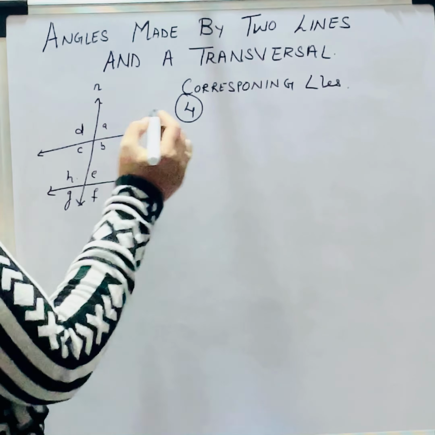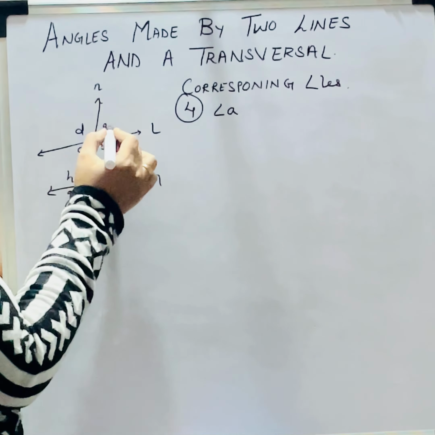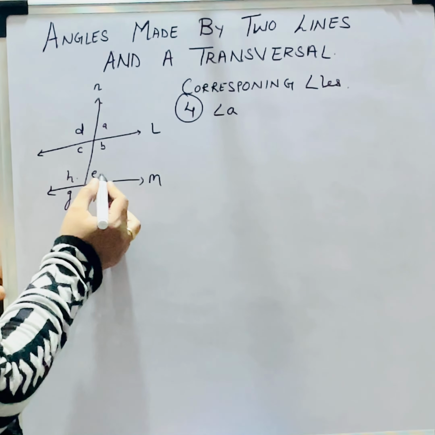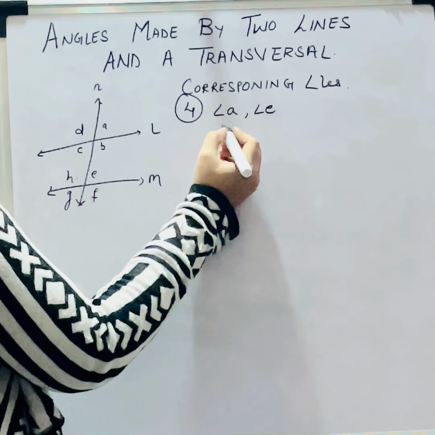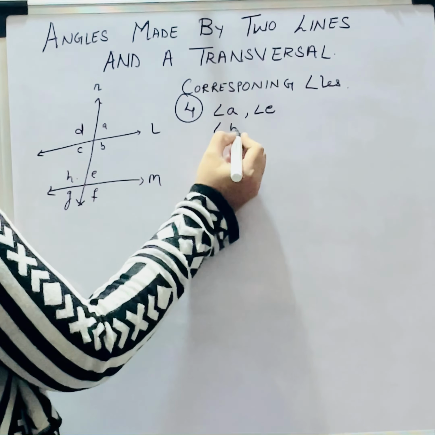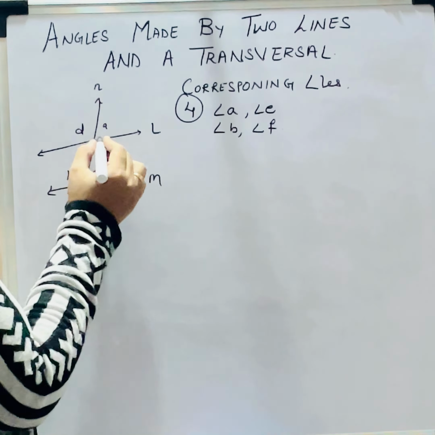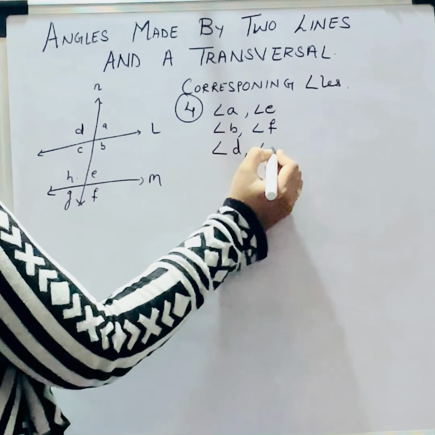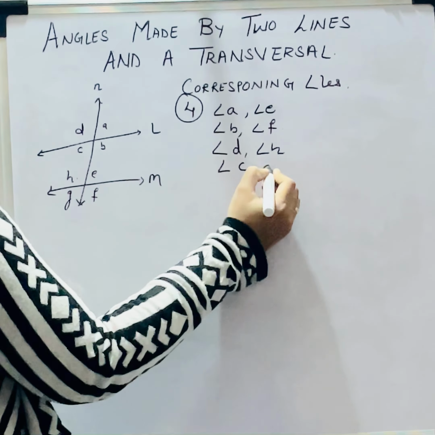For example, if you look at angle A, my angle A is on the right side of the transversal above the line M. Having the same position, I have angle E, which is on the right side of the transversal and above M. So that forms my first pair of corresponding angles. The second pair would be angle B and angle F, because both are on the right of the transversal and below the given lines. The third pair, similarly, will be angle D and angle H. The fourth pair will be angle C and angle G.